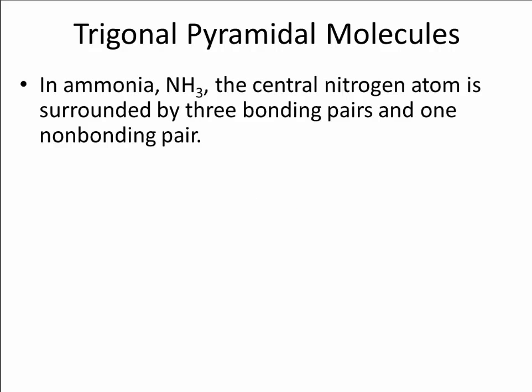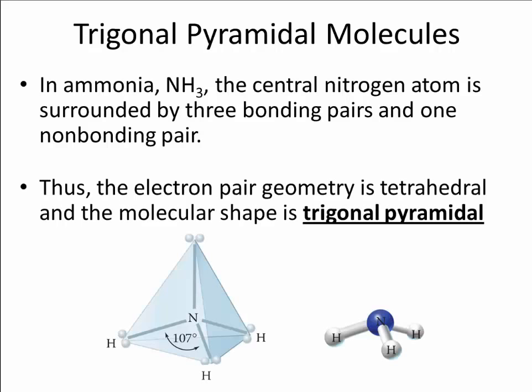In ammonia, then, the central nitrogen is surrounded by 3 bonding pairs and 1 non-bonding pair. The electron pair geometry is tetrahedral, but the molecular shape, because of that non-bonding pair, is actually trigonal pyramidal. Notice in this case, because of the different numbers of bonding pairs and non-bonding pairs of electrons, that the angle between the electrons bound to the hydrogens and nitrogens is 107 degrees.